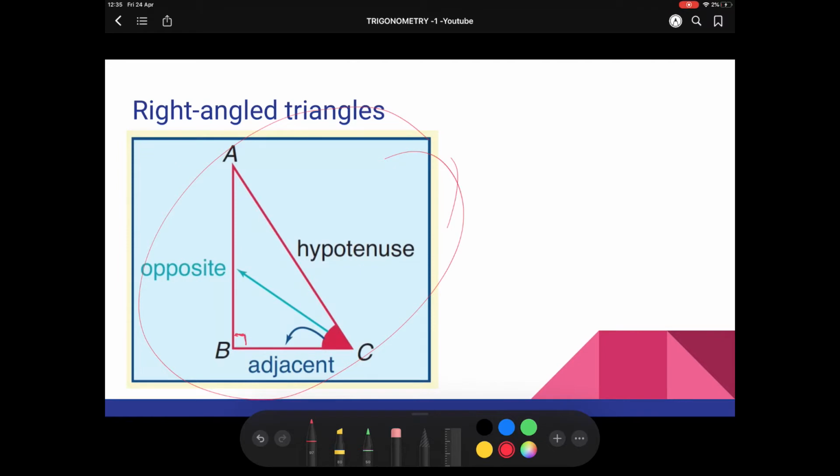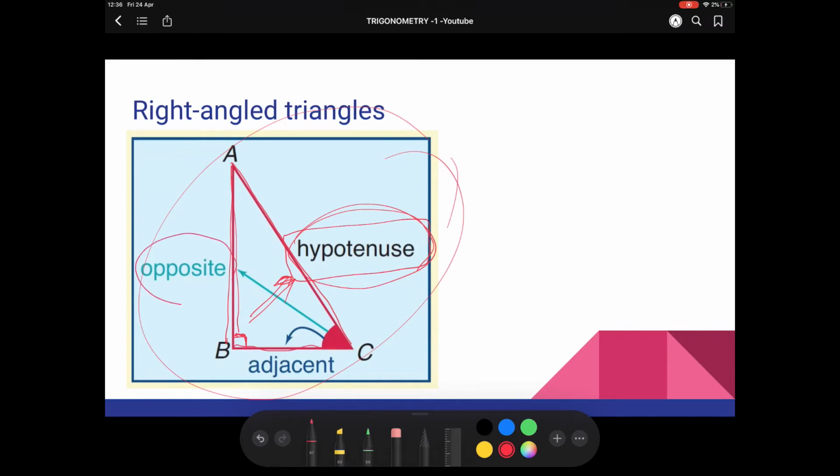The longest side, opposite to the 90-degree angle, is called the hypotenuse. So this is the longest side and it is opposite to the 90-degree angle. The other two sides, we call them legs or smaller sides.